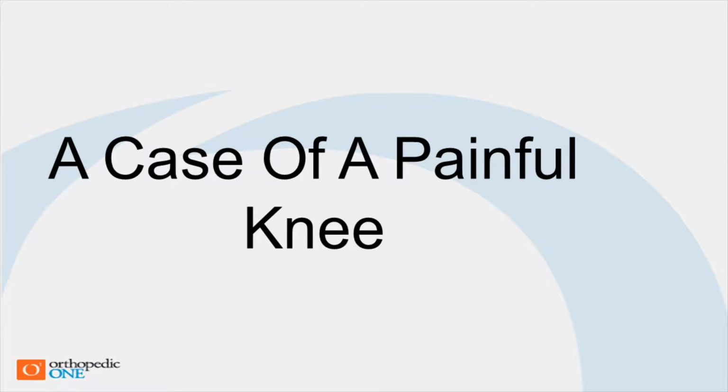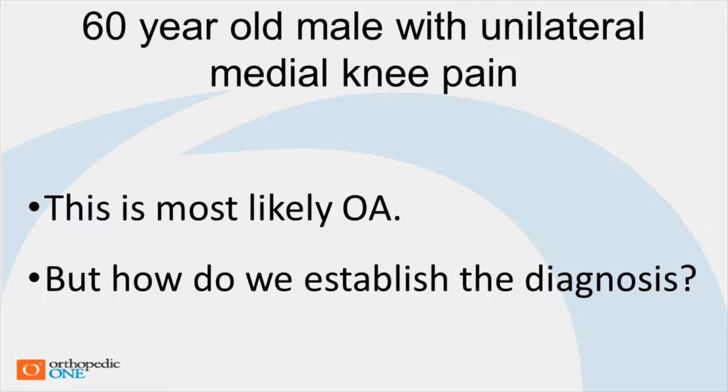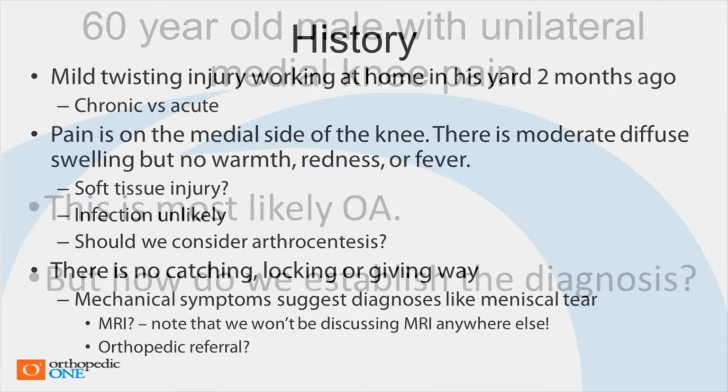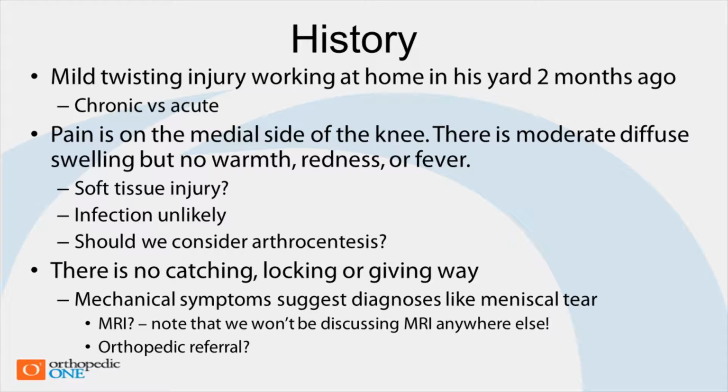This is a patient that's a 60-year-old male, presents with unilateral medial knee pain. Now right away we know statistically from all the numbers we see, we know this is most likely osteoarthritis, but how do we actually establish that diagnosis? Now I'm going to go through the history with you and talk about what I see in those different history points and what I'm thinking as I go through each step.